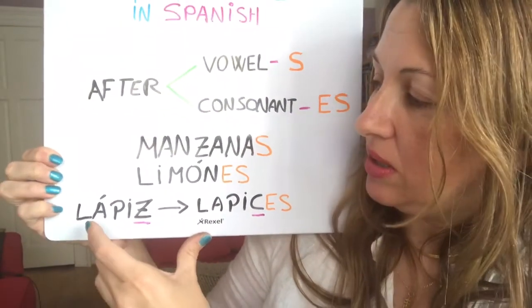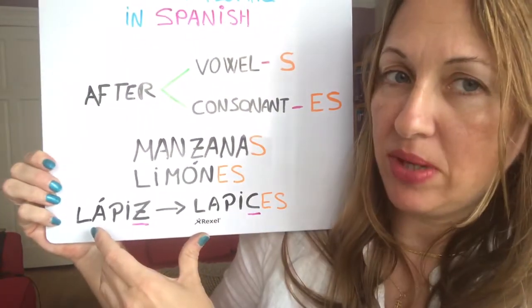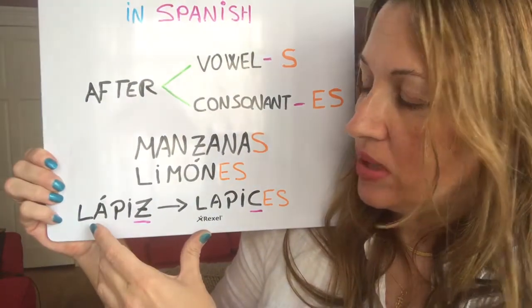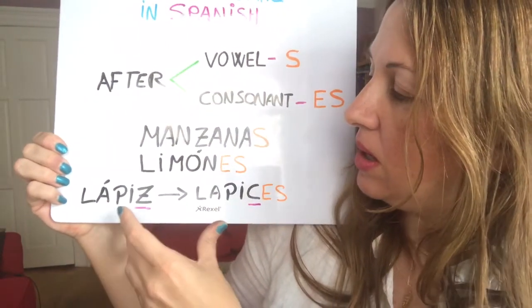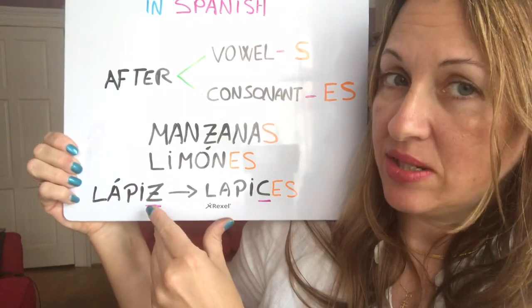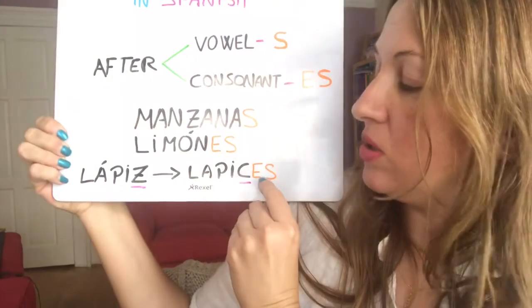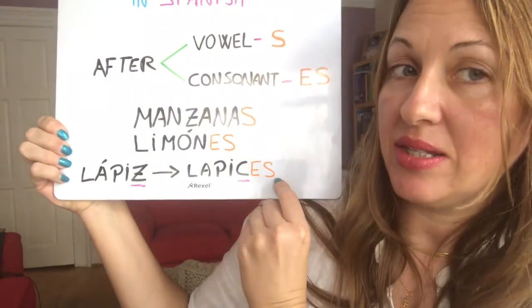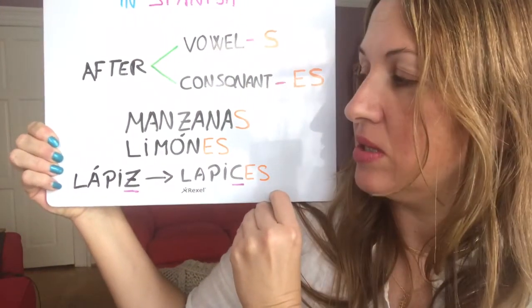Here, I've written a different one because it's got something special about it. This one is the word lápiz, which means pencil. Lápiz ends on a Z. Okay? And we are going to do the same. We are going to add ES to form the plural because it ends on a consonant.